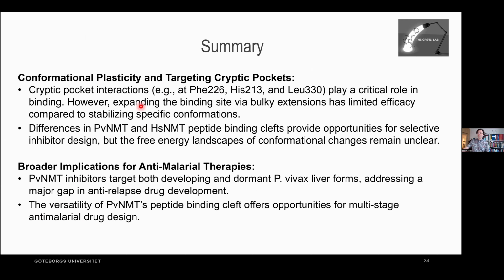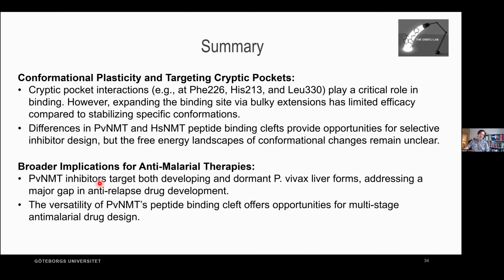And we also learned from this that expanding the binding site with bulky extensions seems to have limited efficacy compared to stabilizing specific conformations. And I hope that I showed you that although the PvNMT and the human counterpart are very similar in amino acid sequence in the binding site, this flexibility actually opens up the possibility to make inhibitor designs with some decent selectivity.